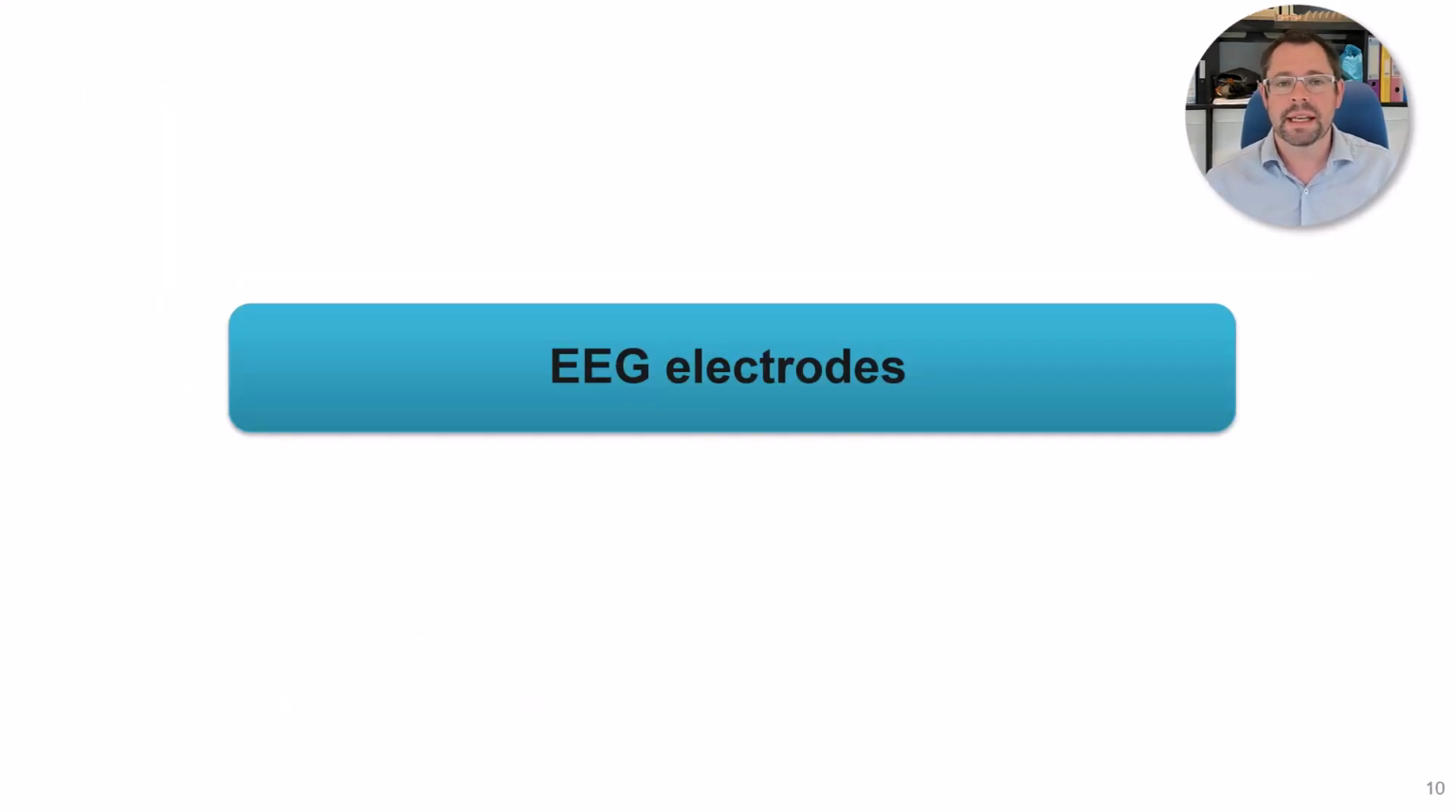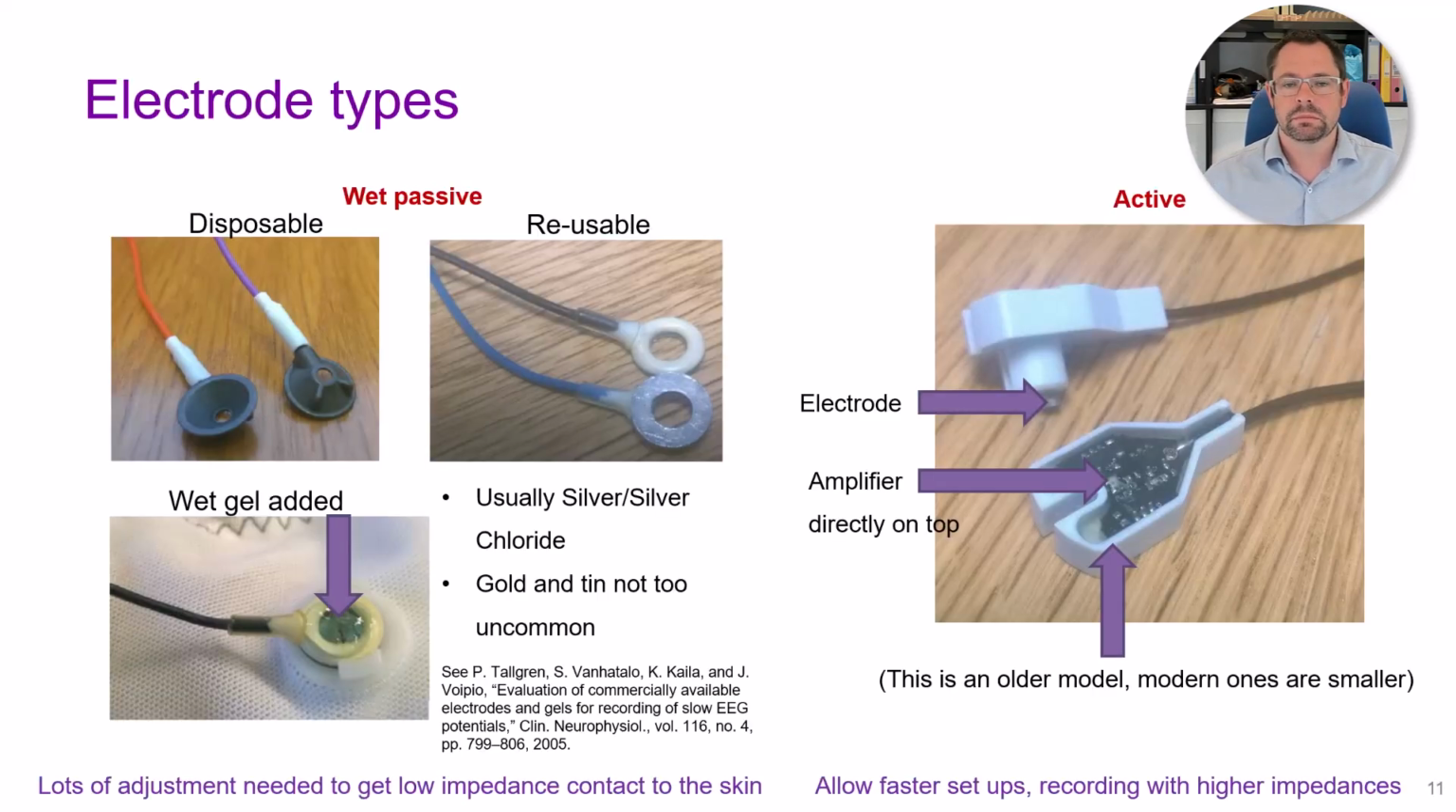To record an EEG, what we need is firstly some electrodes to connect to the scalp, and then some instrumentation to record the voltages that are present. So let's start off by looking at the electrodes that we tend to use. There are lots and lots of different types of electrodes that you can go out and buy, but we can group those into broad categories.